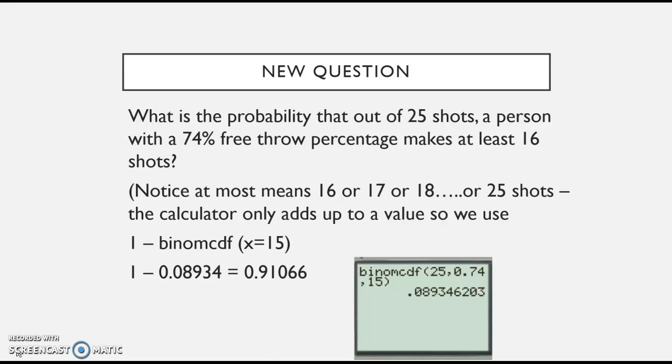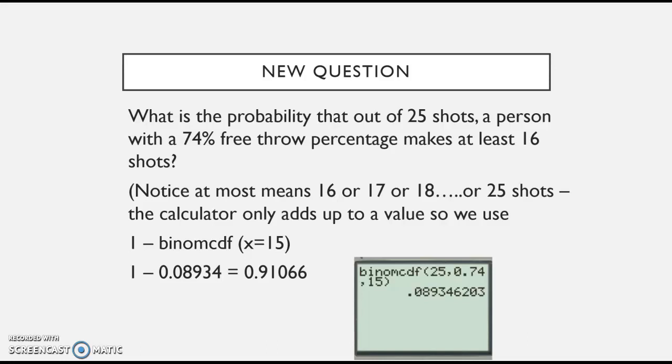So we have 1 minus binom CDF, where our X is 15. So if you look down here on our calculator, we have 25, 0.74 is our P, and in this case, our X will be 15. That would be 0.0893. And that's the probability that we have at most 15 shots made.